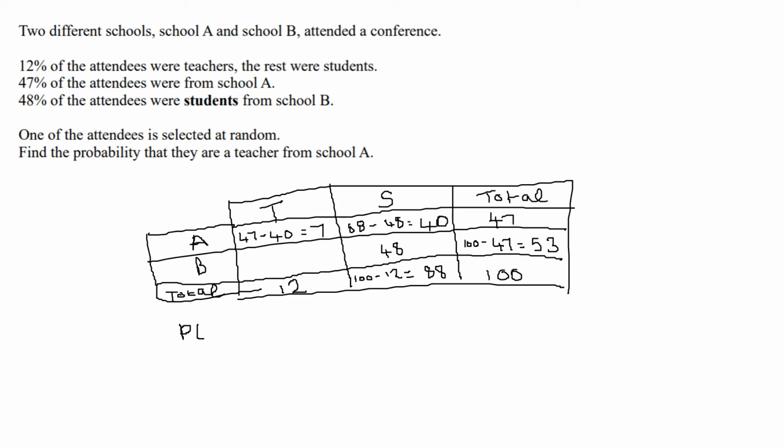So the probability that we have a teacher from school A will be 7 out of 100, which we can write as 7%.